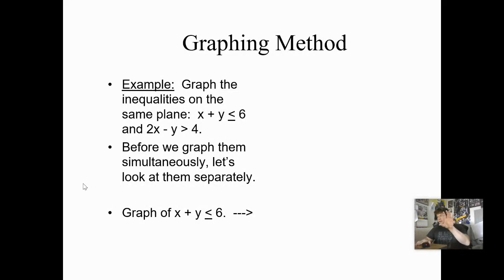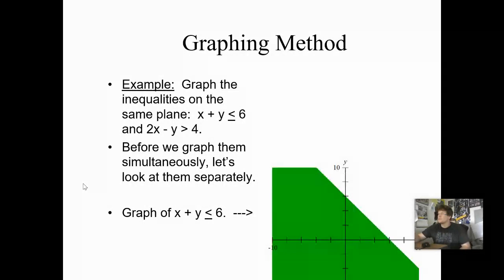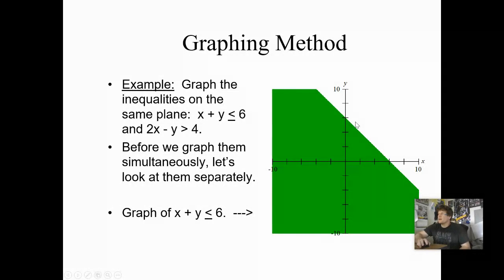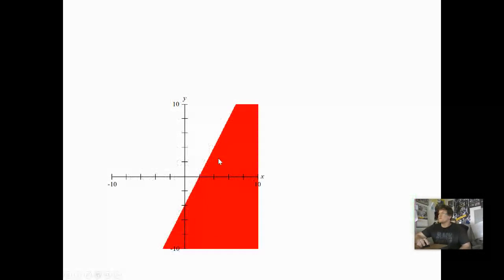Or I could take that x, move it to the other side, which means I have y less than or equal to negative x plus 6. Where I have my plus 6 right around here. And then the negative slope means the negative 1 slope, so I'm working my way all the way down. There's my 6 intercept. So there's my inequality. Solid line, less than or equal to, so we're shading everything below. Let's do the same thing for the second one here.